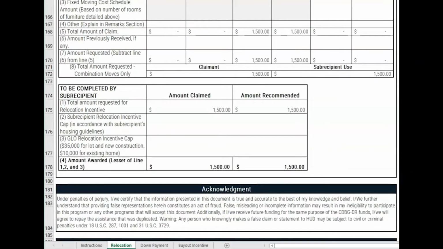First, the subrecipient should input their cap according to their housing guidelines for moving costs for relocation incentives in row 2. Then the subrecipient should input the appropriate GLO cap according to the GLO housing guidelines. The GLO cap is $35,000 for a lot or new construction home and $10,000 for an existing home. In our example, the applicant is buying an existing home, so the GLO cap inserted into number 3 is $10,000. As can be seen in our example, if the amount recommended exceeds either of the caps, the amount awarded will be reduced to the caps for the program.